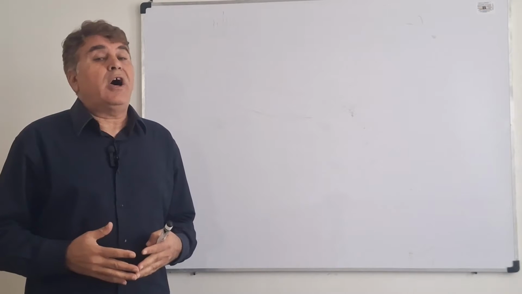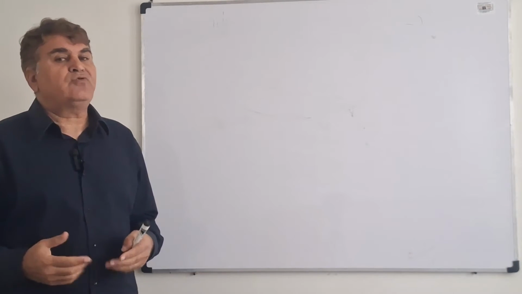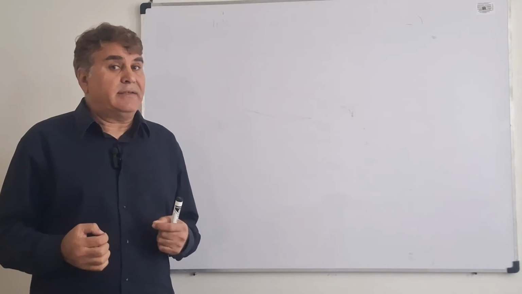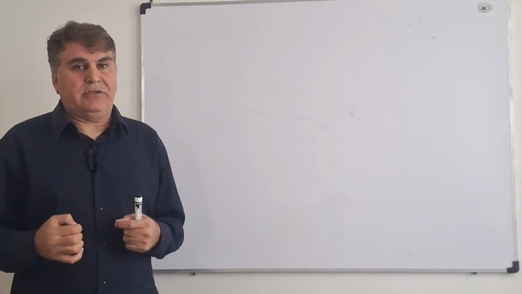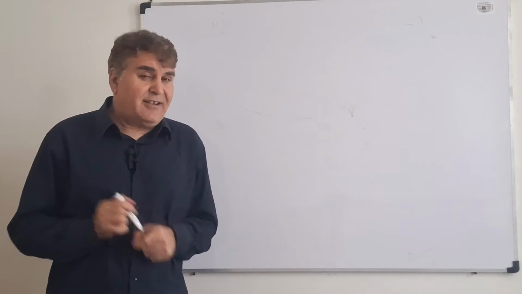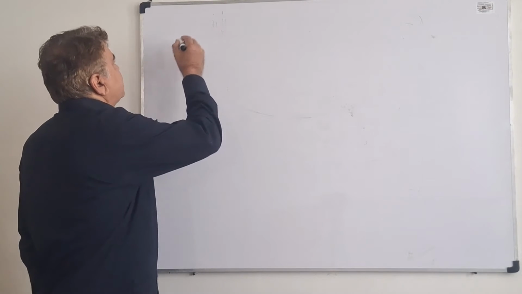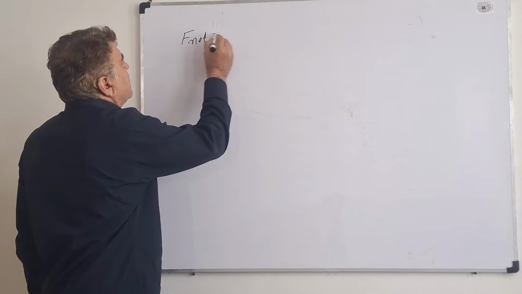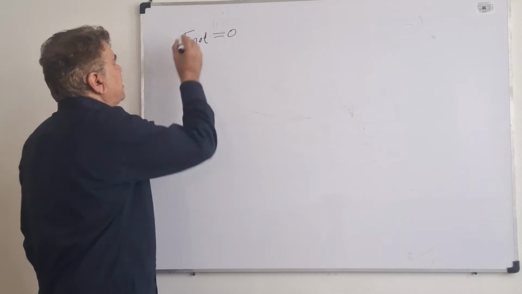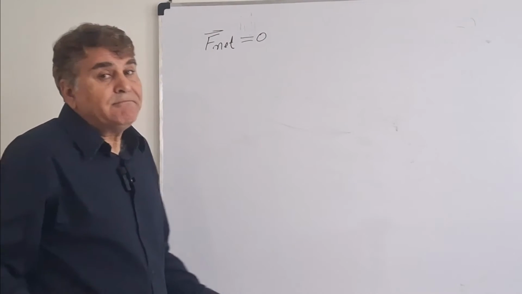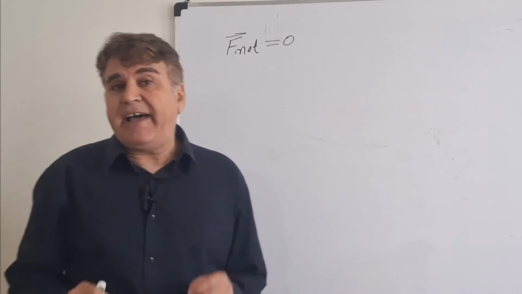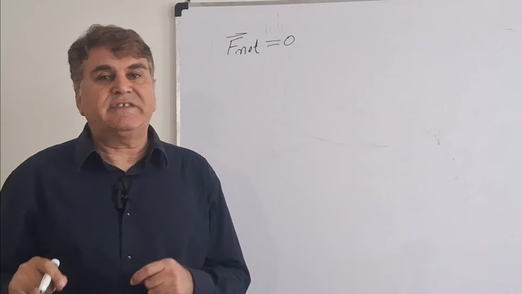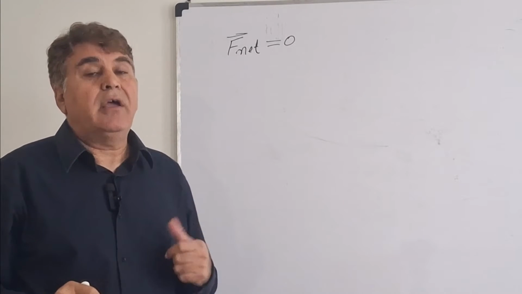In this video, I use Newton's second law to study the dynamics and the trajectory of a particle under a special condition. The special condition I'm using is that the net force F net acting on the particle is zero. This is the most simplified application of Newton's second law, the easiest one.